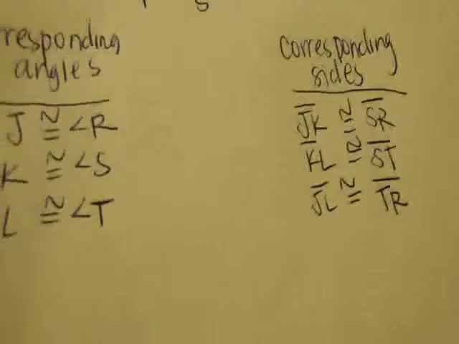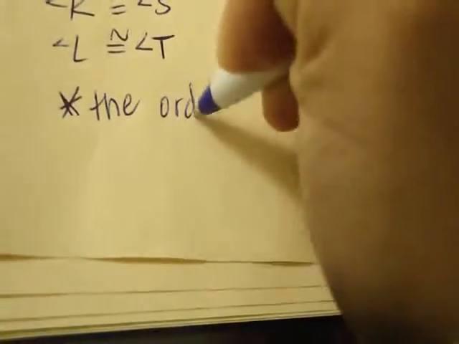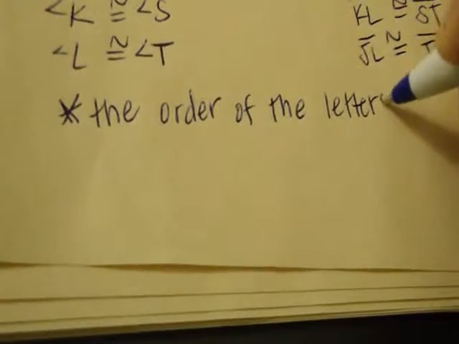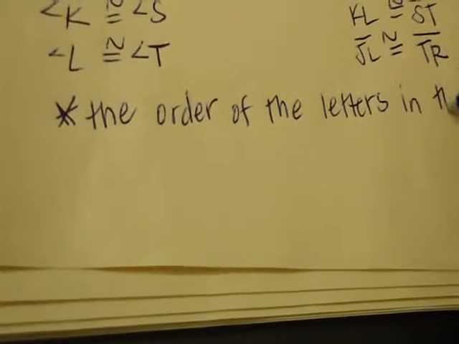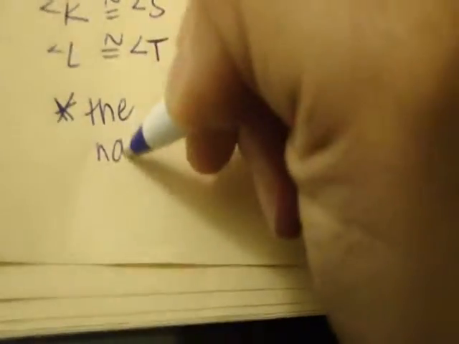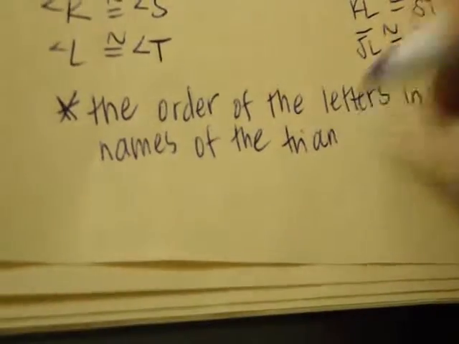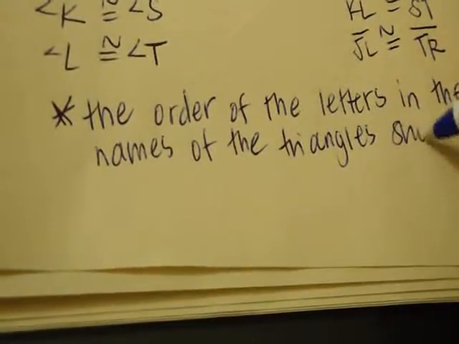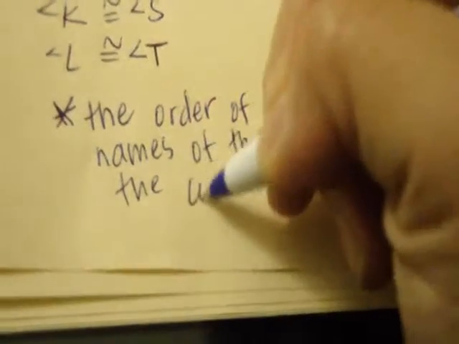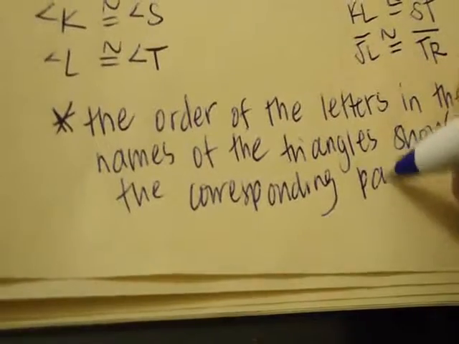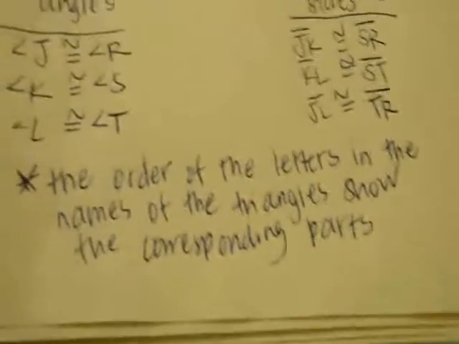Okay. So let's just go ahead and write this really important statement down here: the order of the letters in the names of the triangles show the corresponding parts. Okay.